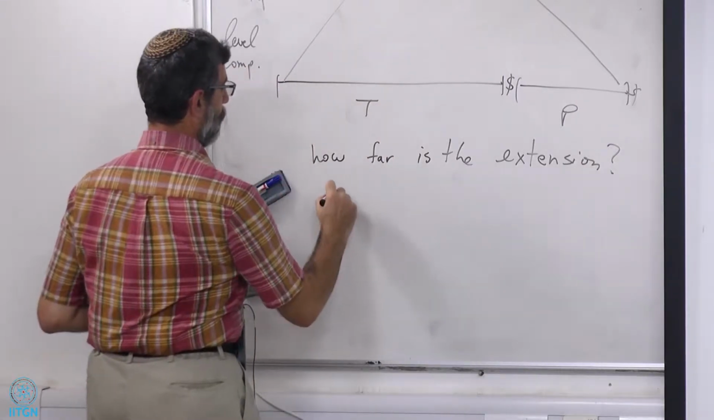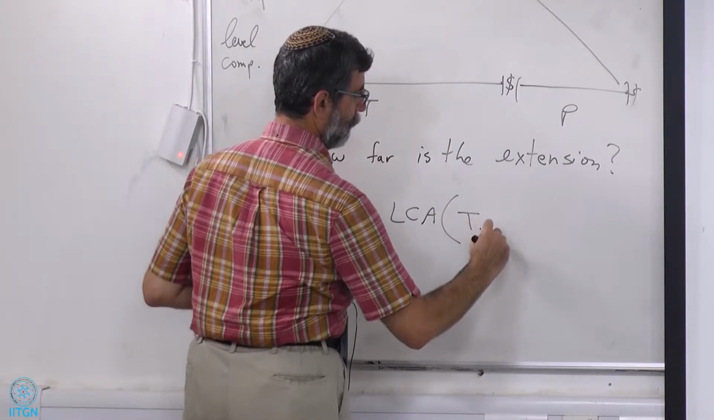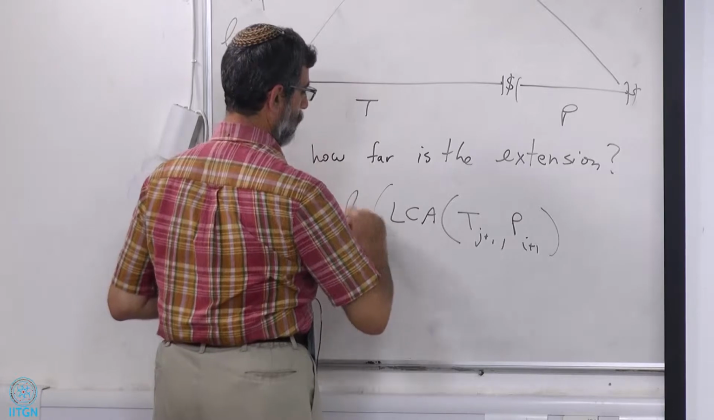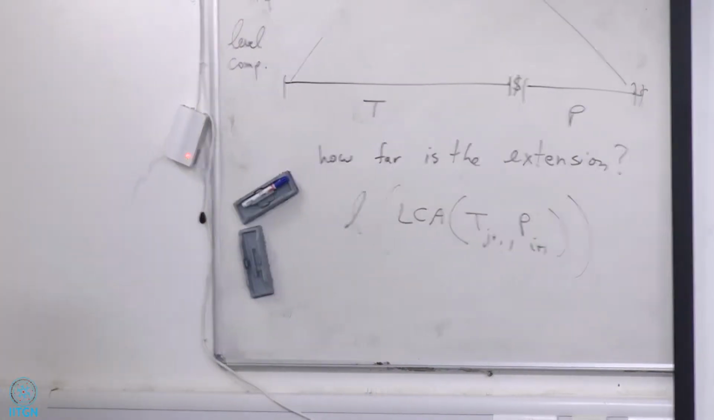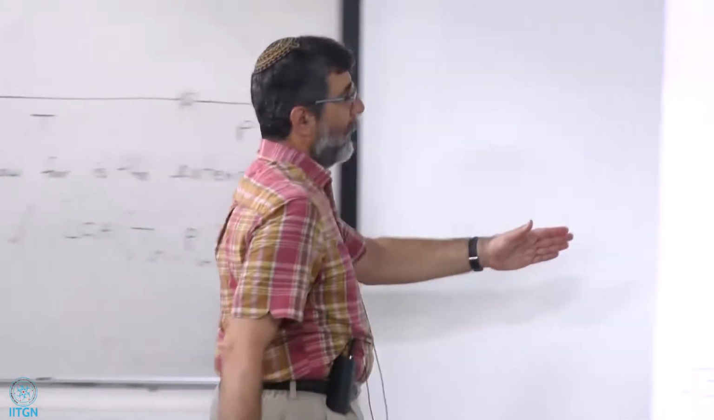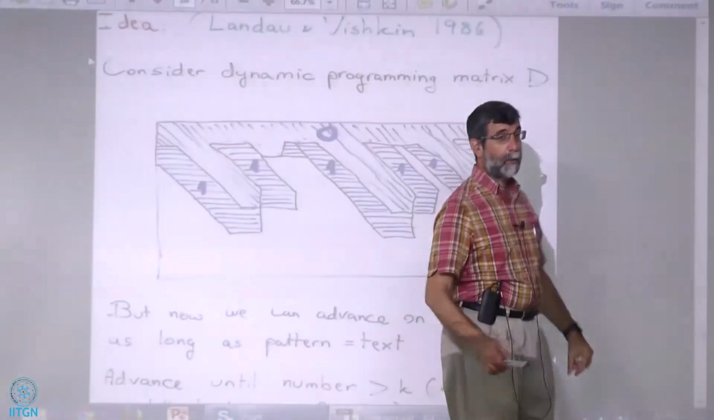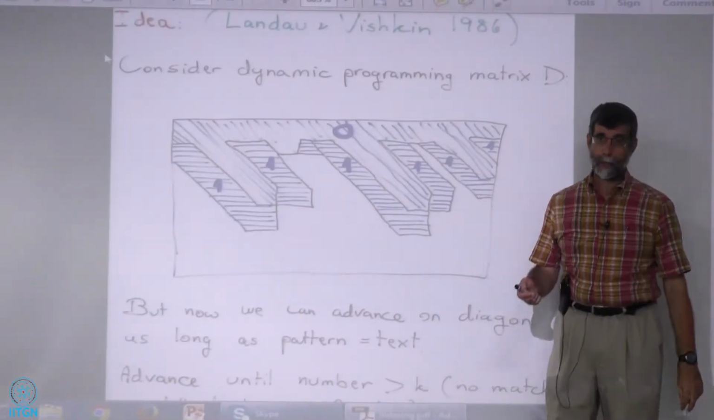So we do LCA of t, j plus 1, p, i plus 1, and we look at the length of that, and that's how far it can be extended. So in O of 1 time, we know how far we're extending the 1s. So we have all these 1s as a result of the 0 stage. Now we're going to extend all of these 1s in time O of 1 per diagonal.